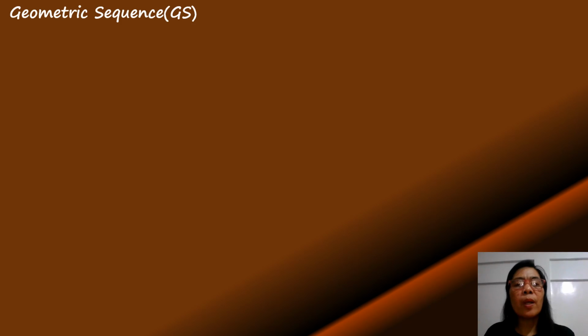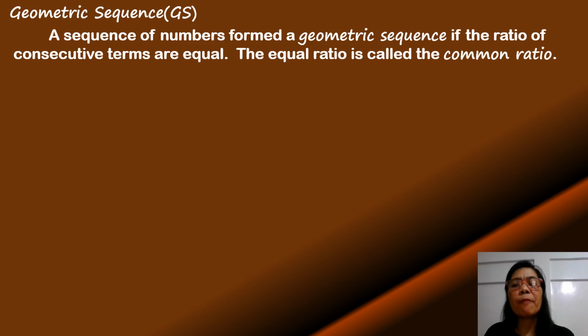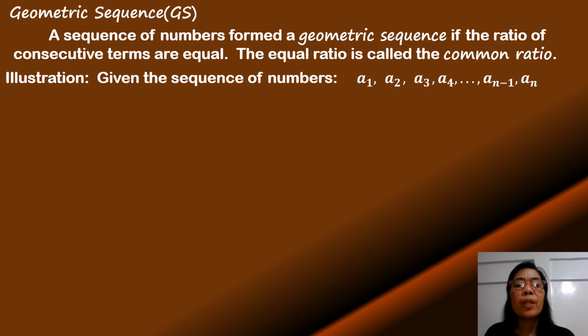Another type of sequence that a list of numbers may form is a geometric sequence. A geometric sequence is formed if the ratio of consecutive terms are equal, and this equal ratio is what we call the common ratio. Let us say we're given a sequence of numbers in here, a sub 1, a sub 2, a sub 3, a sub 4, and so on up to the last term, a sub n.